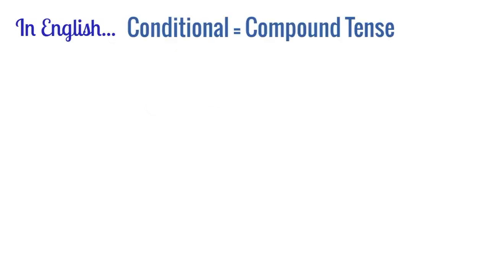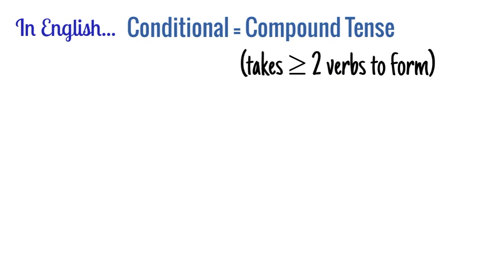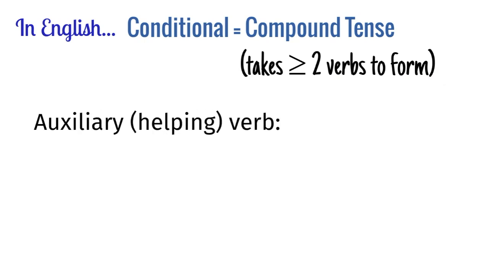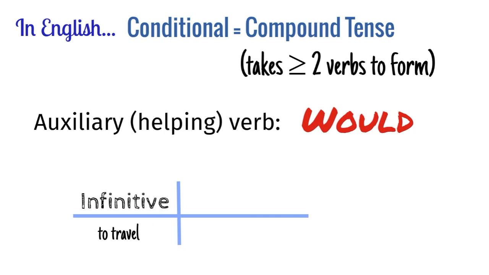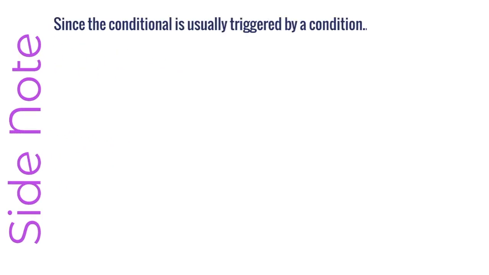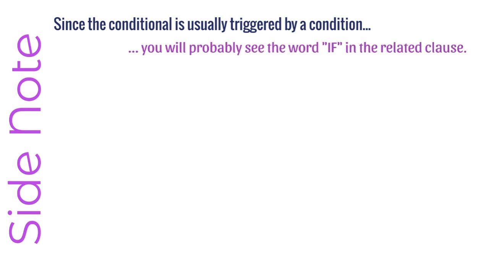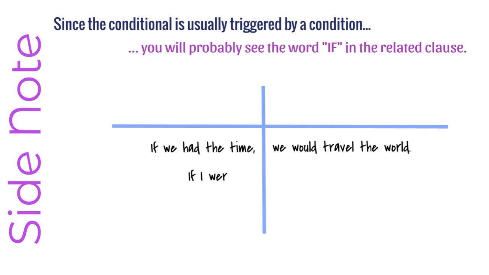The conditional future in English is a compound tense, which means it takes multiple verbs to form it. For us, the auxiliary verb, or helping verb, is would. Then we use the regular form of the verb. The conditional tense of the English verb to travel, for example, is would travel. Notice the two verbs. Side note, since the conditional tense is usually triggered by, well, a condition, you will probably see the word if in the related clause. Let's have a few examples in English here. If we had the time, we would travel the world.